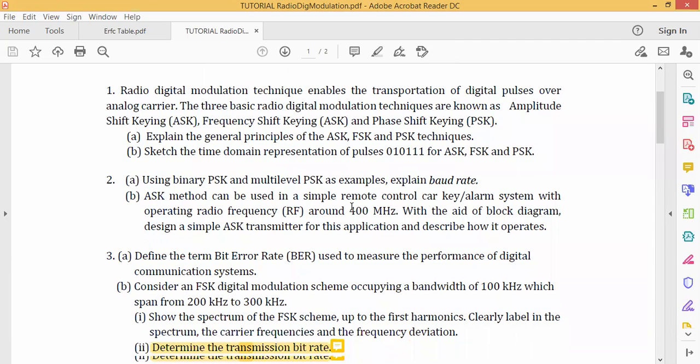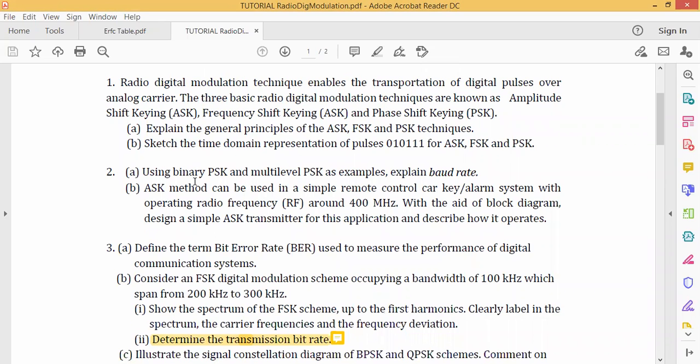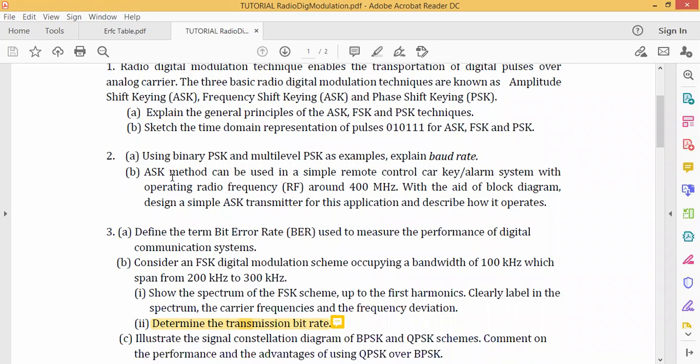The next question: explain baud rate. This one we will discuss next week, inshallah. And then, the ASK method can be used in a simple remote car system which operates at a radio frequency of around 400 megahertz. With the aid of a block diagram, design a simple ASK transmitter for this application and describe how it works.